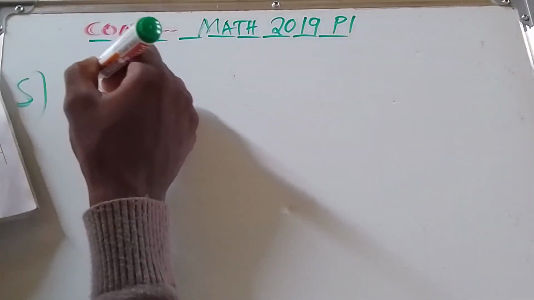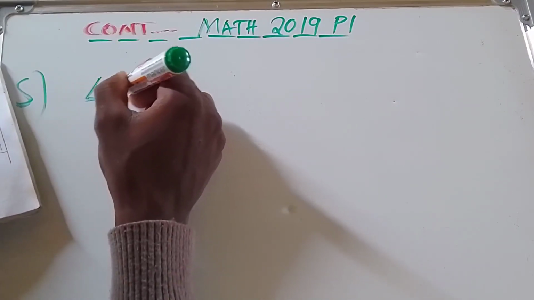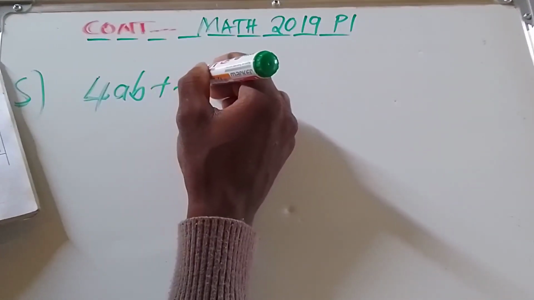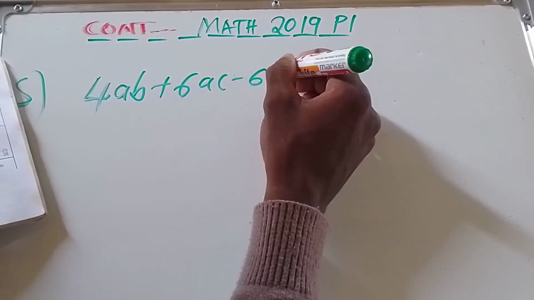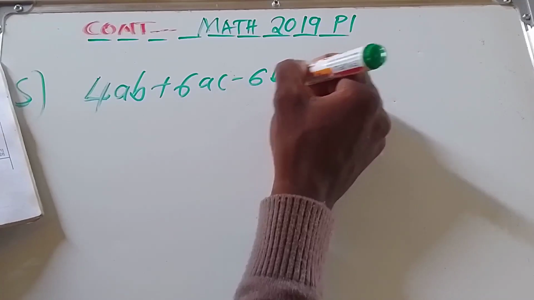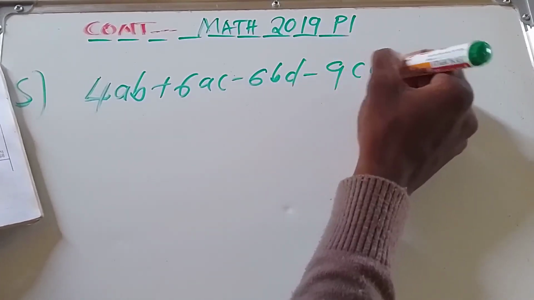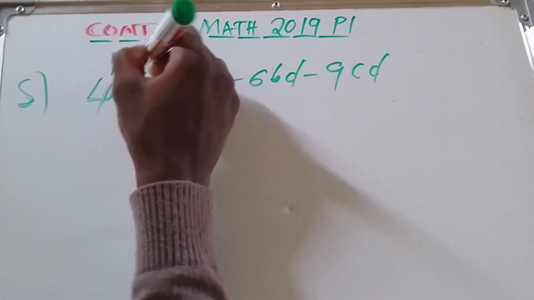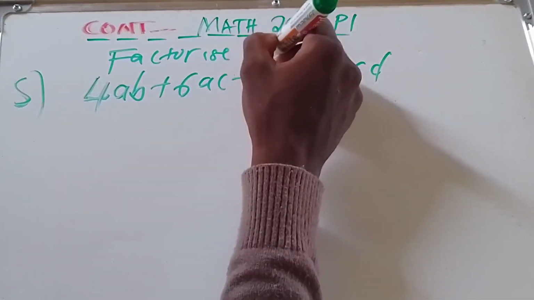So let me just write it. We have been told to factorize completely 4ab plus 6ac minus 6bd then minus 9cd. Okay, so now what we need to know, so the question is factorize completely.